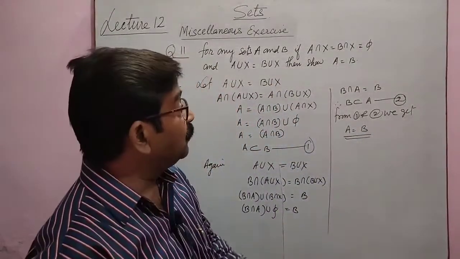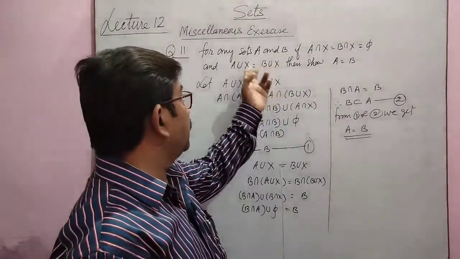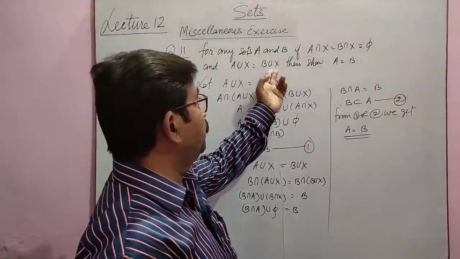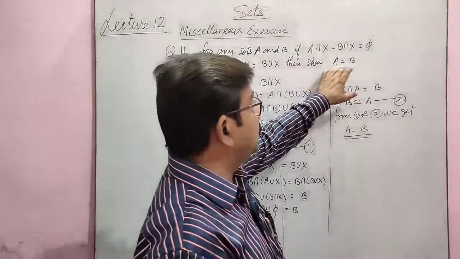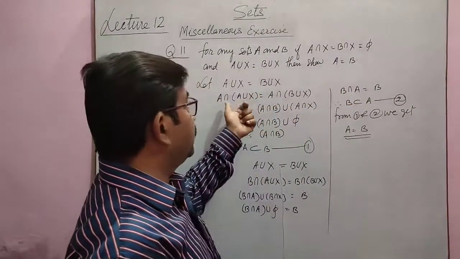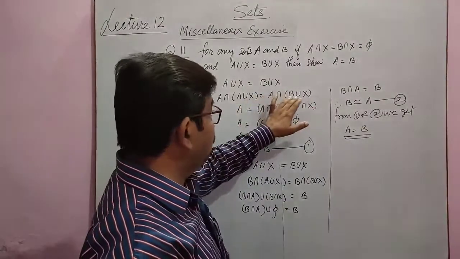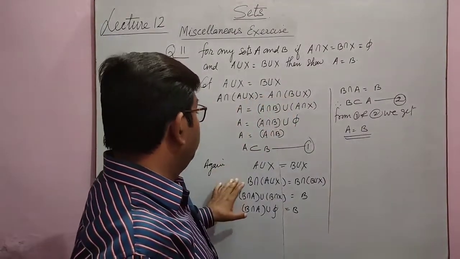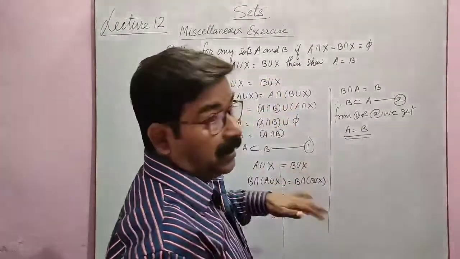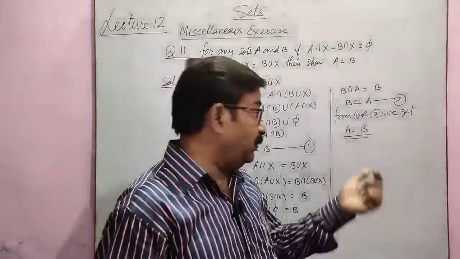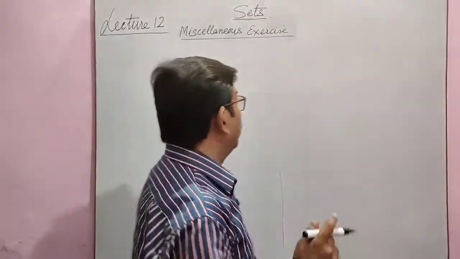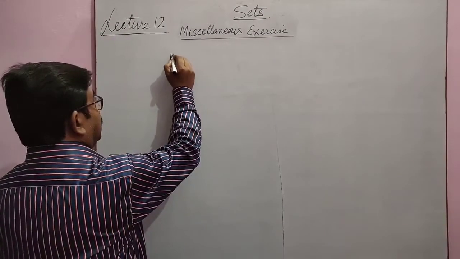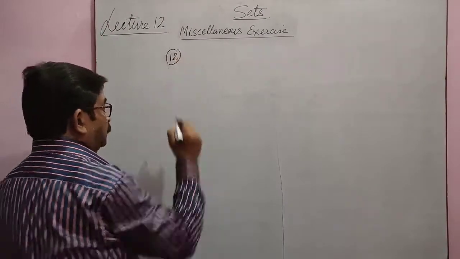What is the main theme of the question? We are given A union X is equal to B union X. So taking this condition, if we have to show A is equal to B, apply A intersection on both sides, and once B intersection on the condition, and apply the distributive property, and we will get the result. Got it? Now coming to question number 12. It is a simple question, a small question.